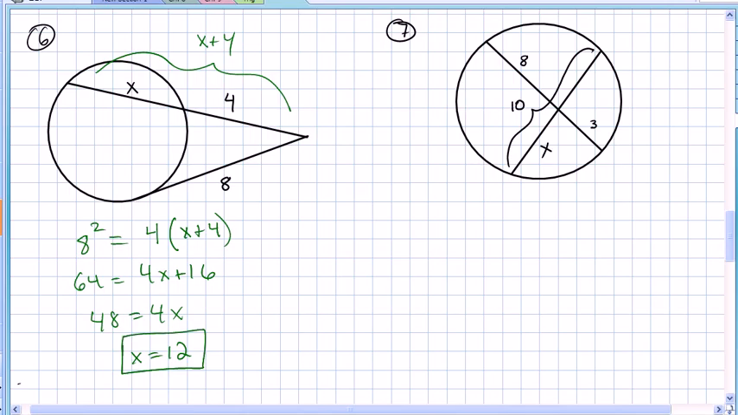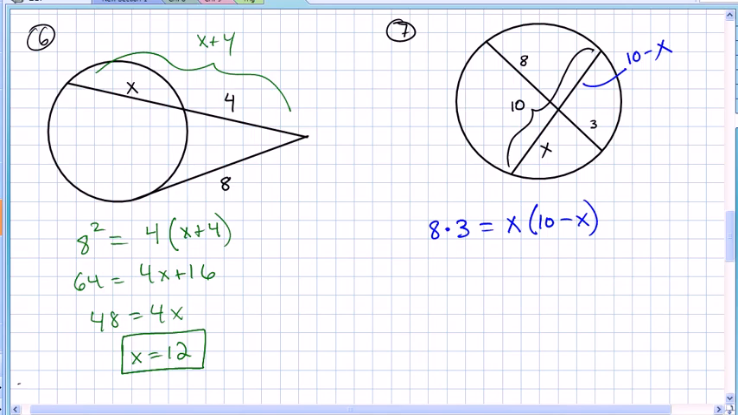Number 7, we have a chord one. This one is a little different though because it does not give us the two parts of one of the chord, it gives us the whole thing. So we have to find our missing part right here. That's going to be the whole thing, 10 minus the bottom part, x. So 10 minus x. So again, when we're dealing with chords, it's going to be the two pieces of each chord. So 8 times 3, and the other one's going to be x times 10 minus x.